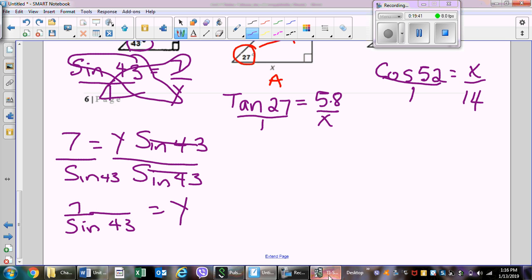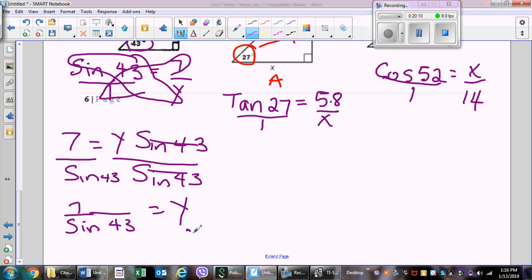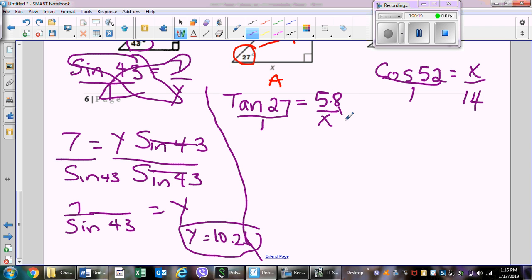So what I'm going to do is pull my calculator out, and let's clear this out. Then I'm going to go alpha y equals my fraction, and I'm going to put 7 on the top, at the bottom I'm going to put sine of 43. Okay, and you press enter. 10.26. So y is 10.26. All right, guys, now you do these two problems.